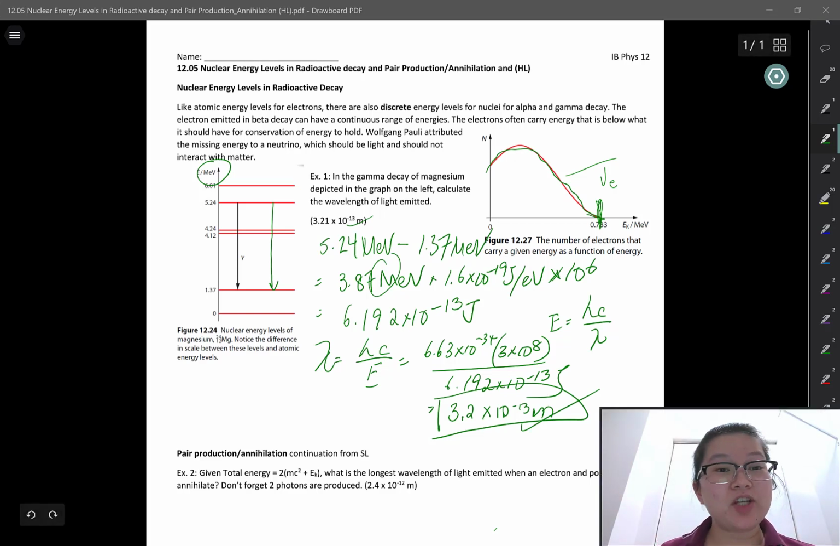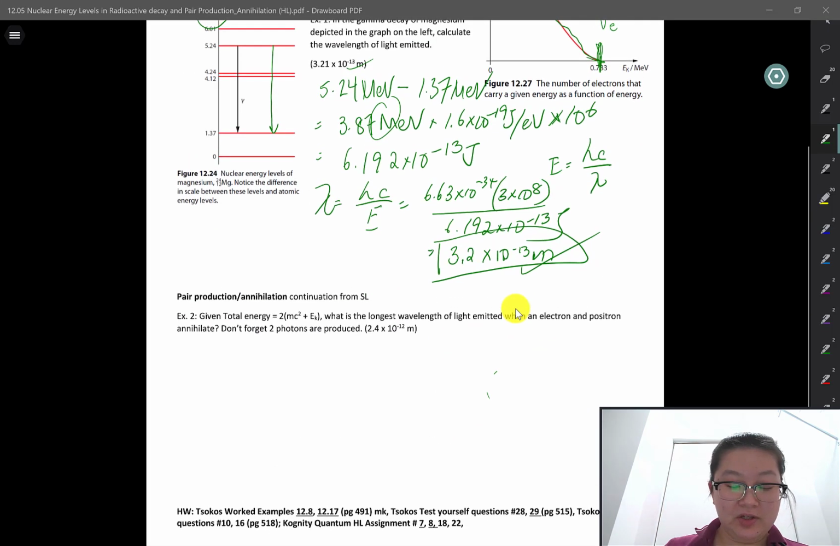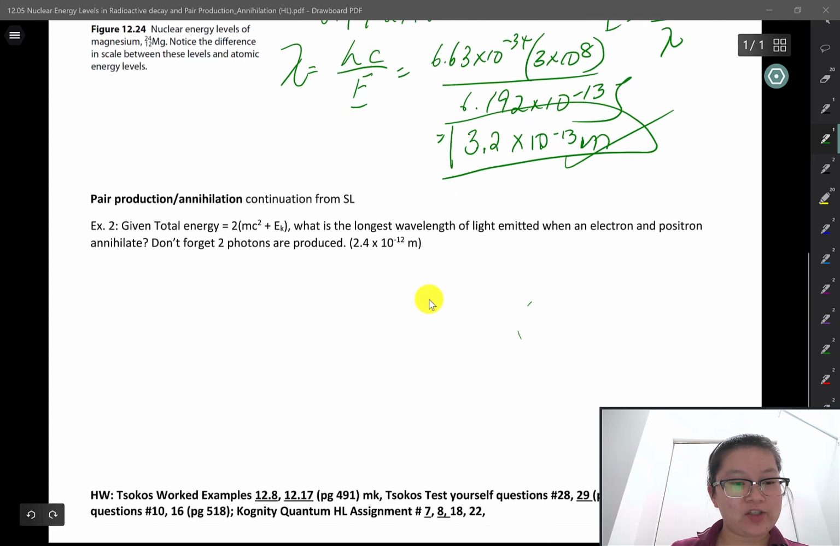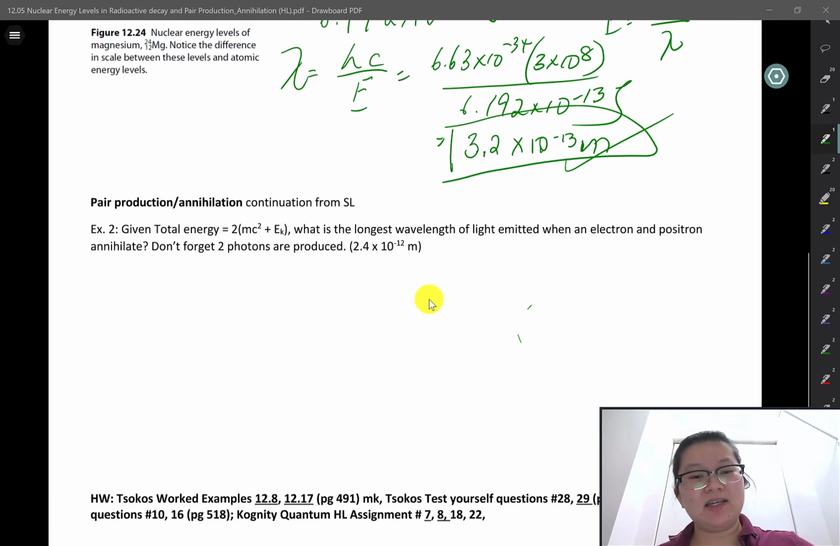This is the continuation of nuclear energy levels and radioactive decay, as well as pair production and annihilation. So I am just going to do question number 2 for us. So pair production and annihilation, hopefully you got a little bit of that in the SL portion.